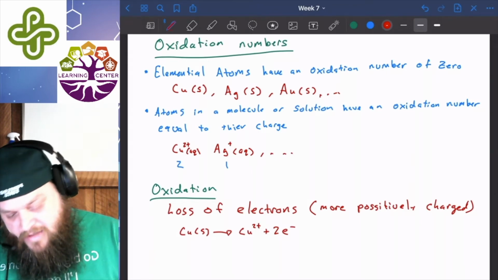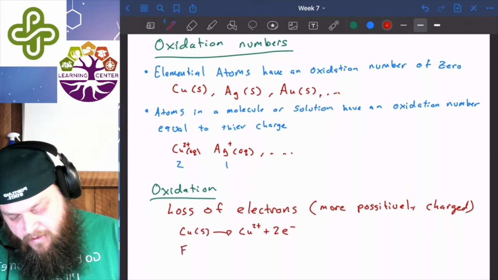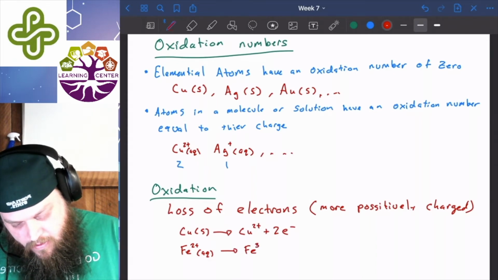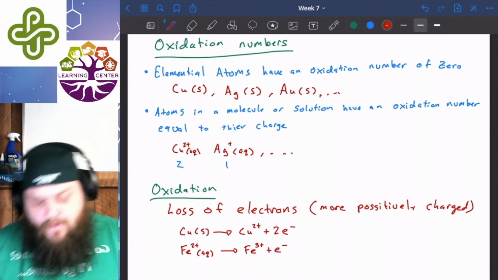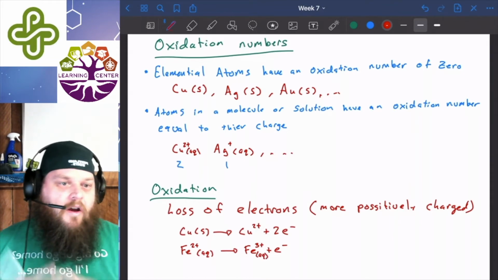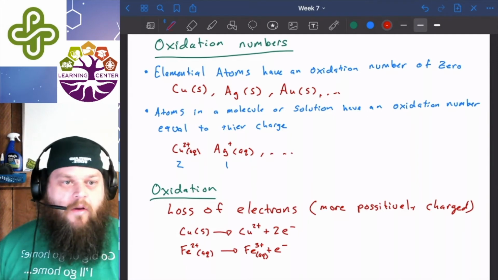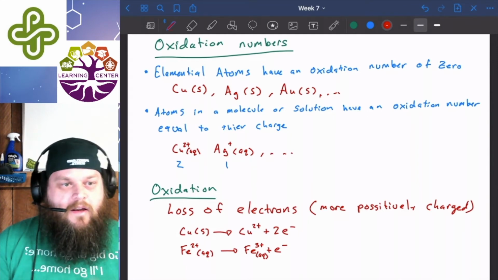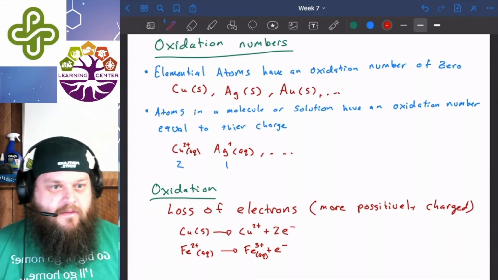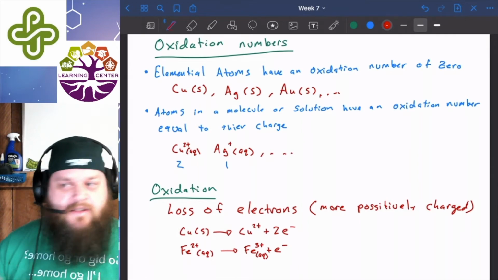We could also see this as iron 2 plus, aqueous, turning into iron 3 plus, aqueous, plus an electron. You notice in this case our iron had an oxidation number of 2, but it moved over and got an oxidation number of 3, and in doing that, it shed an electron as well. So these are different examples of oxidation.